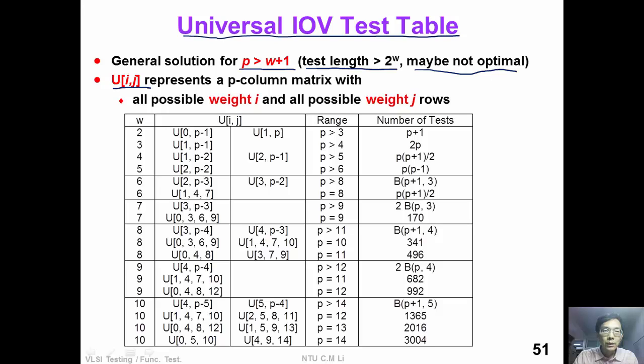In this table, the notation Uij represents a p-column matrix where we produce all the possible weight I and all the possible weight J rows. For example, if we have a circuit where W is equal to 2, we can look up this table and we find 2 solutions. One solution is U0P-1. The other solution is U1P.